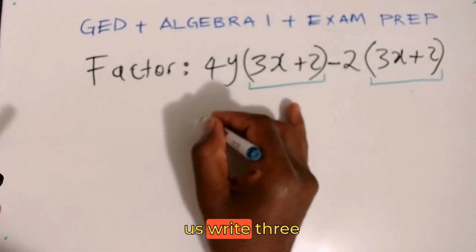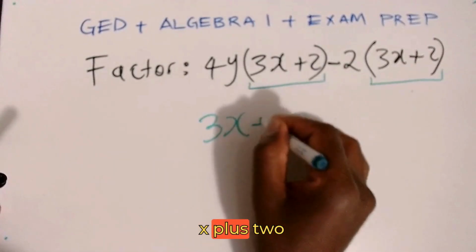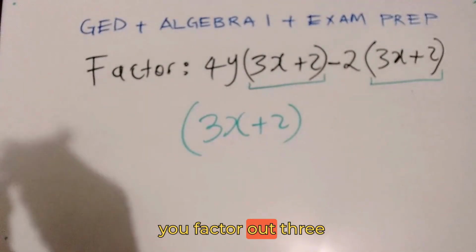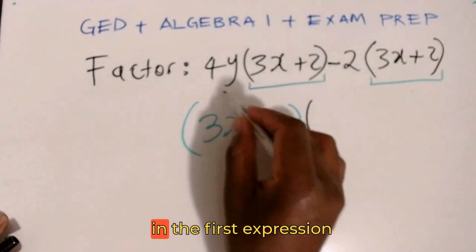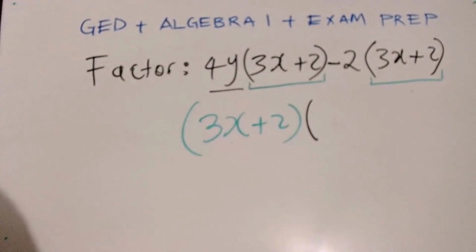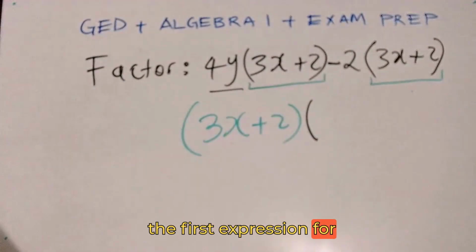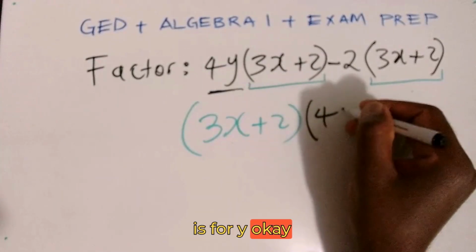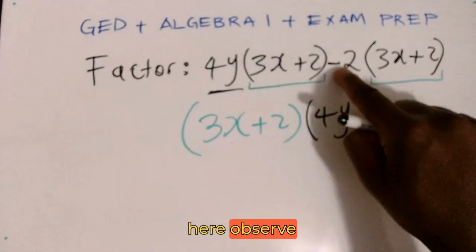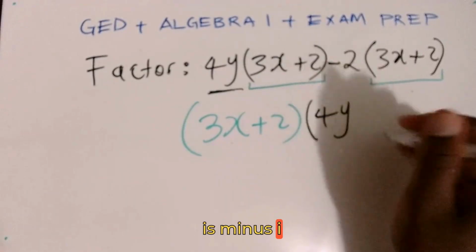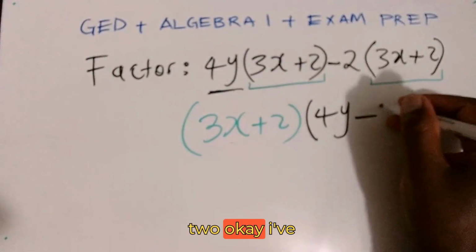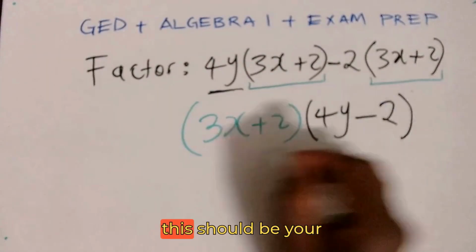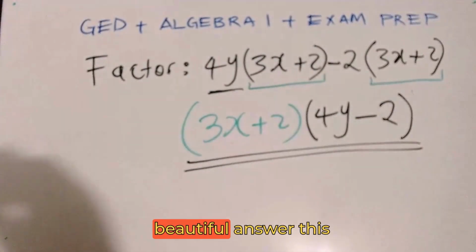So let us write 3x plus 2, right? Now, when you factor out 3x plus 2, what remains in the first expression? 4y, right? I just underlined it here. So this is 4y. Then here, observe the sign. This is minus. I will need minus and 2. I've already factored out 3x plus 2. So this should be your beautiful answer.